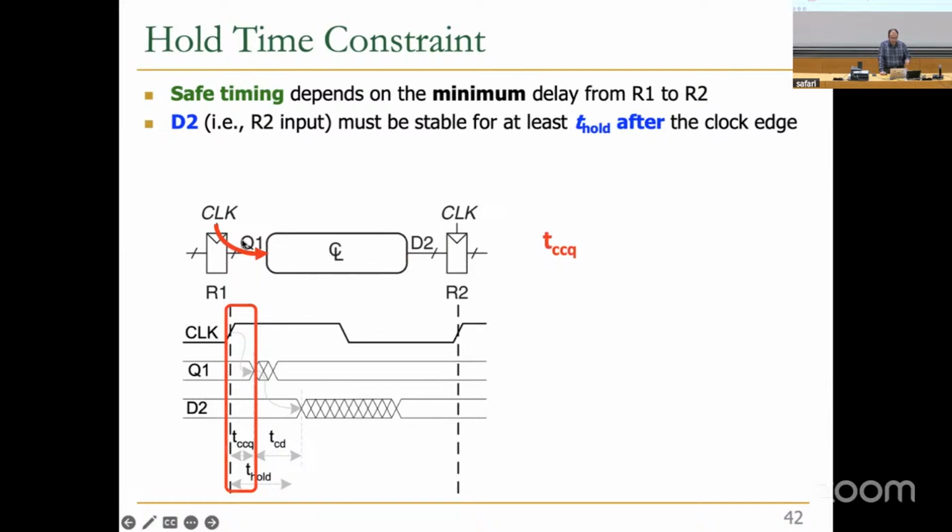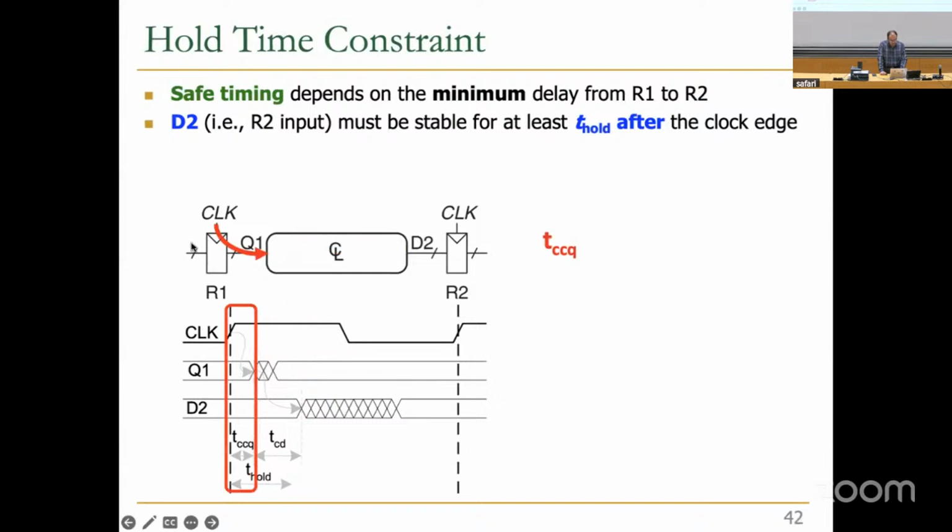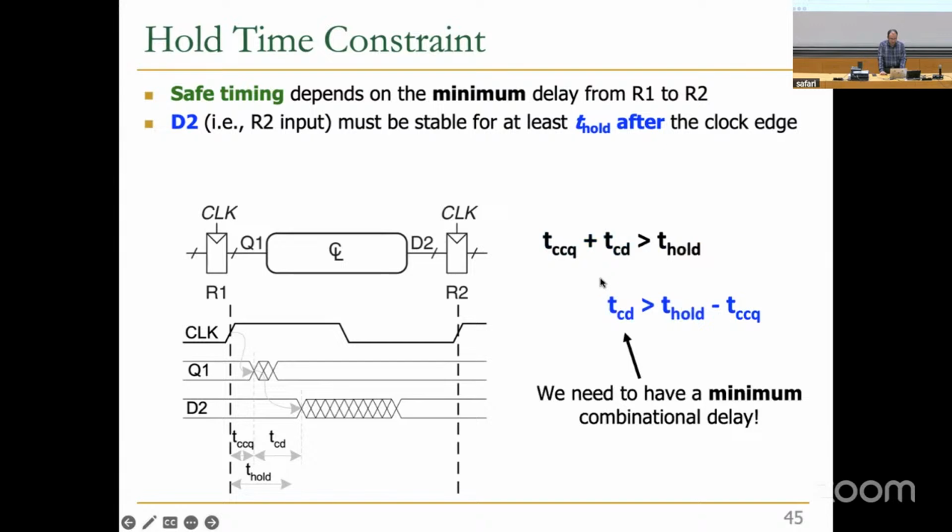In order to calculate the minimum latencies, as I said, because we want to be conservative, we go with contamination delay. Essentially, the minimum latency that would cause D2 to change is the contamination delay of clock to Q plus the contamination delay of this combinational circuit. And this should be greater than the hold time, essentially.